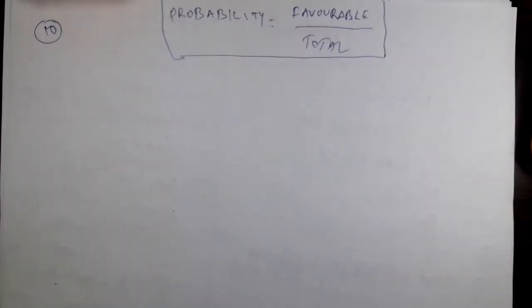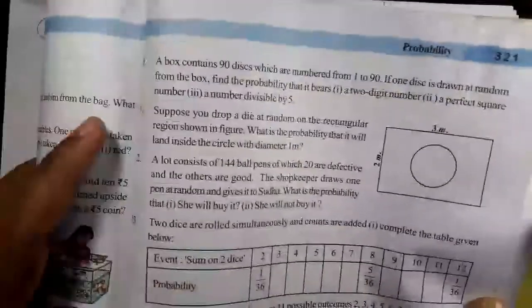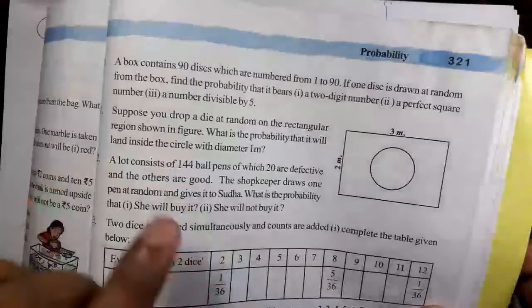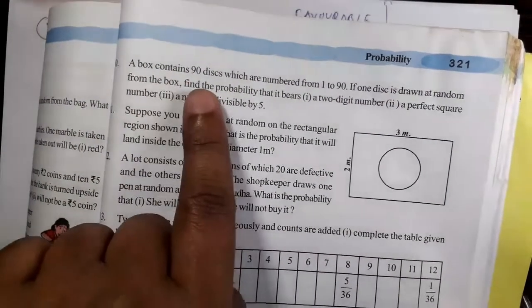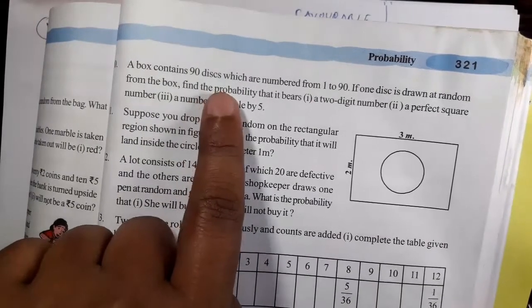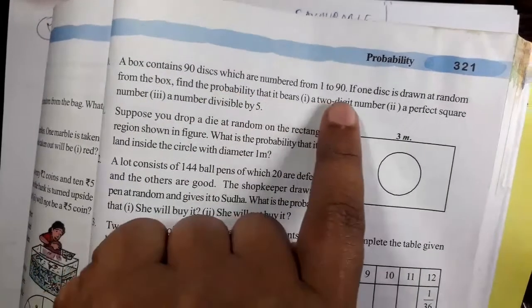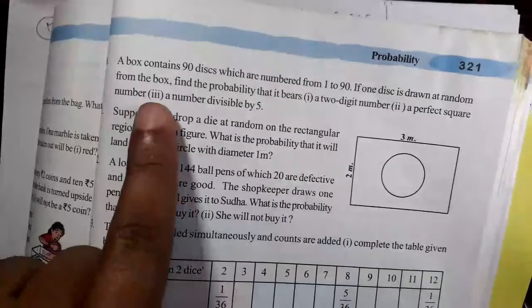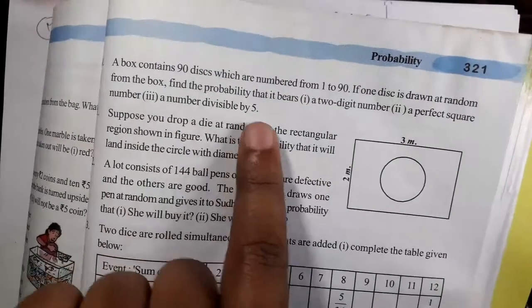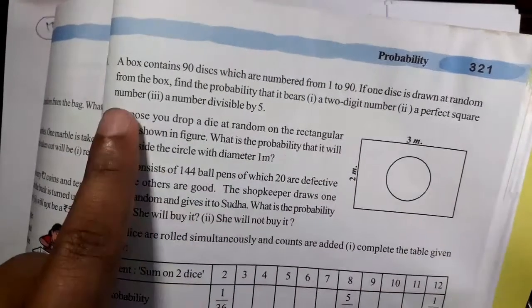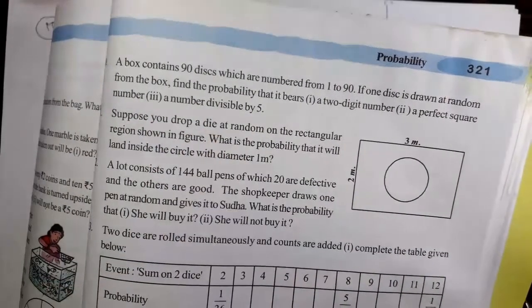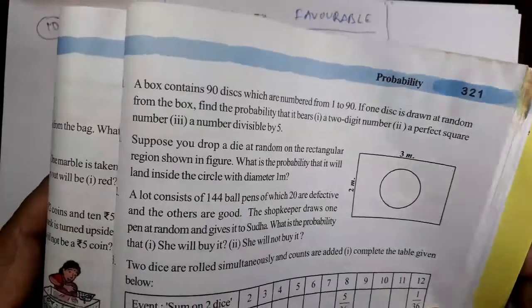Question number 10. A box contains 90 discs which are numbered from 1 to 90. If one disc is drawn at random from the box, find the probability that it bears a two-digit number, it bears a perfect square number, it bears a number divisible by 5. That is the question. It has got three parts.